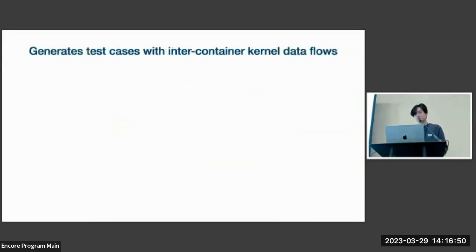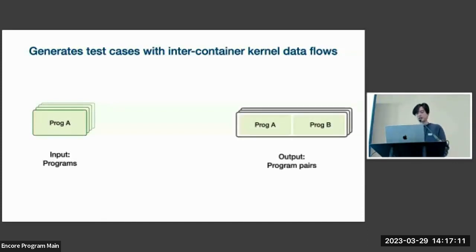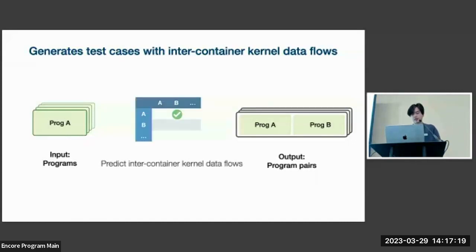Now our goal is to generate test cases with more and various inter-container kernel data flows. This is actually similar to the goals of some concurrency testing tools, which we can learn and benefit from. Here is our approach. The input is a set of programs that can be generated from OS fuzzers, and the output is pairs of programs that have kernel data flows. So now the question is, how do we predict the kernel data flows between two programs?